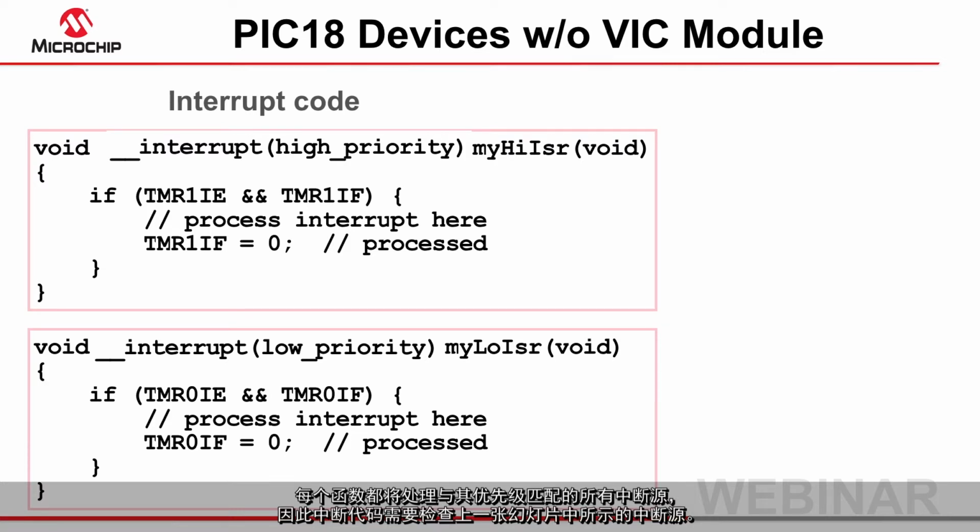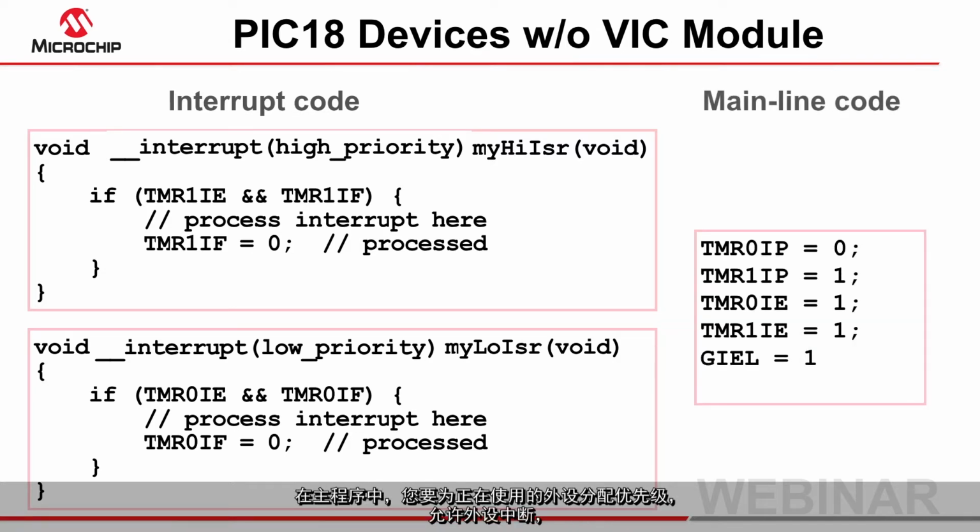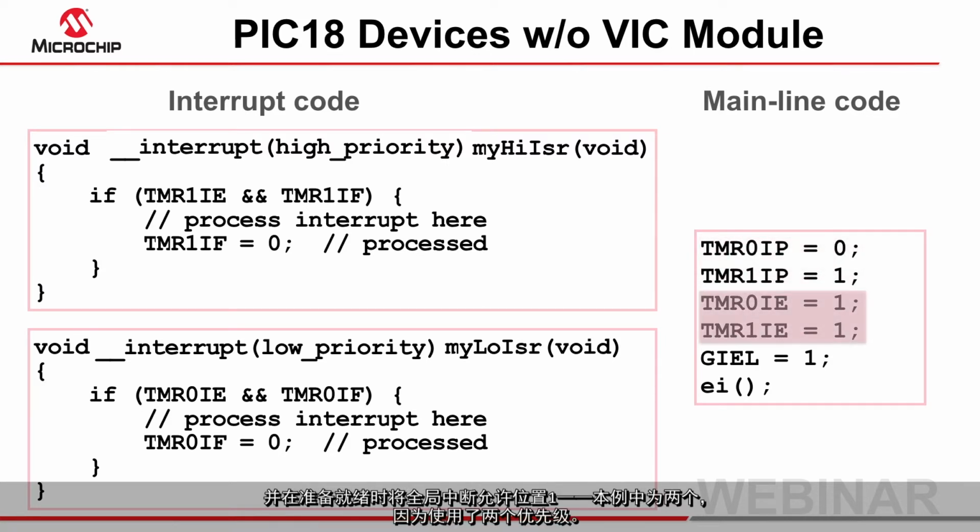Each function will handle all the interrupt sources matching its priority, so the interrupt code needs to check for the interrupt source as we saw in the previous slide. In mainline code, you should assign priorities to the peripherals you are using, enable the peripheral interrupts, and when ready, set the global interrupt enable bits, 2 in this example since both priorities have been used.